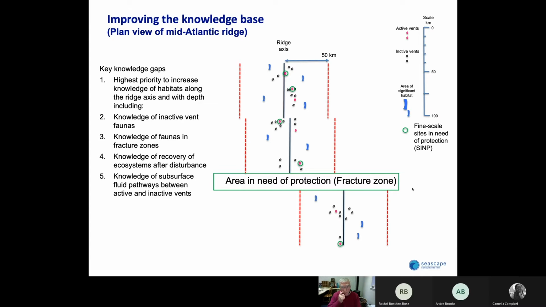We need a knowledge of the subsurface pathways of fluid flow between active and inactive vents, because it's possible that the mining of an inactive vent could actually affect the fluid flow to the nearby active vent. This is going to be a challenge for the geologists. And we need to know about connectivity to look at cumulative impacts, and particularly connectivity of organisms that live at different depths along the ridge axis, connectivity between the ridge axis and the continental margins at similar water depths, and connectivity along the ridge axis itself.